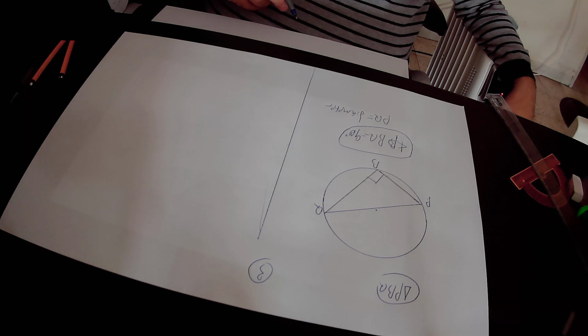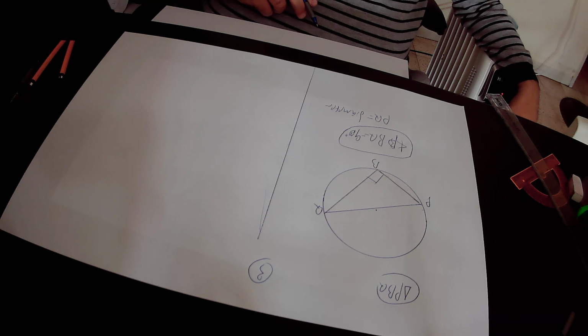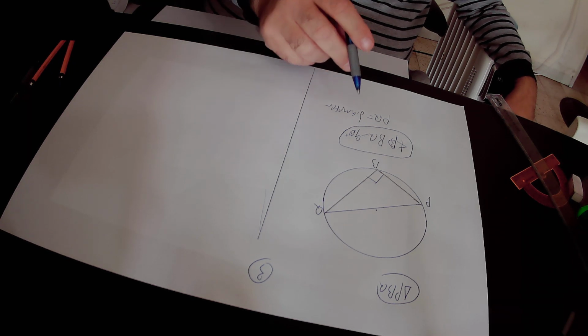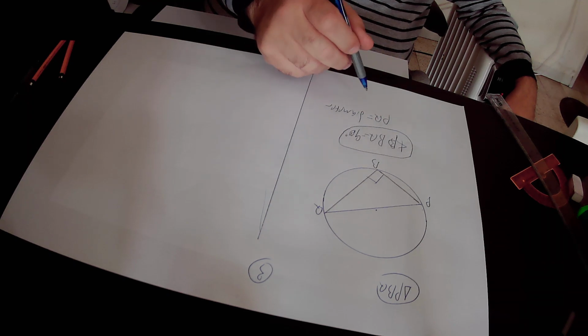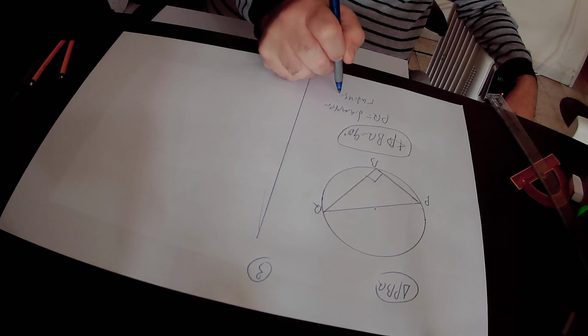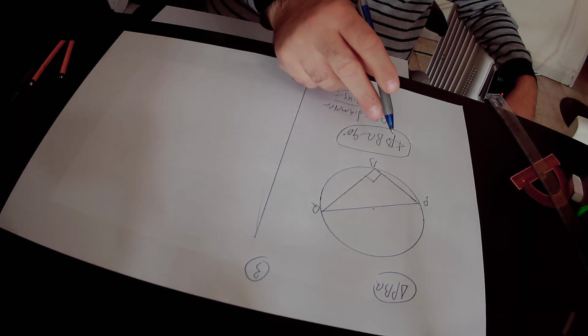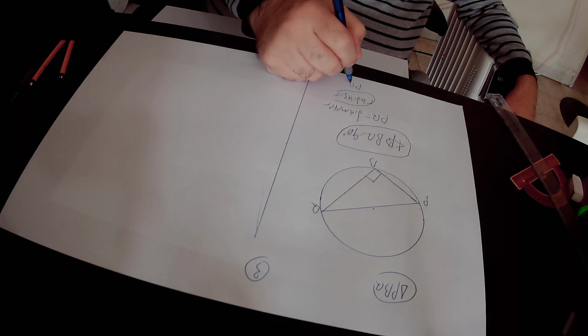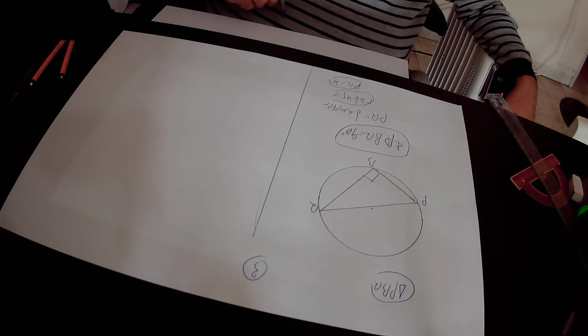PQ is the diameter of the circle, and if we define the radius of this circle as r, then the diameter PQ must be equal to 2r. Okay.